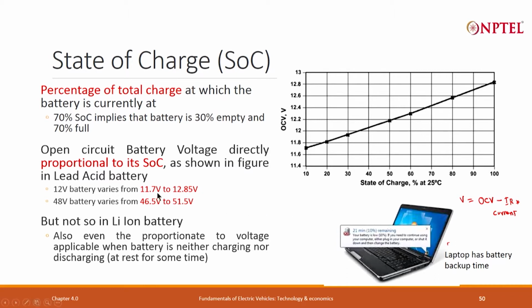For a 12 volt battery, for example, open circuit voltage may vary from 11.7 volt, as shown here, to 12.85 volt. 12.85 volt means nearly 100% state of charge, and 11.7 volt means it is 10% state of charge. For a 48 volt battery, similarly, a full battery may be 51.5, and when it is close to 10%, it is 46.5. But this linearity relationship is not there for all batteries. You can measure open circuit voltage, that is very important.